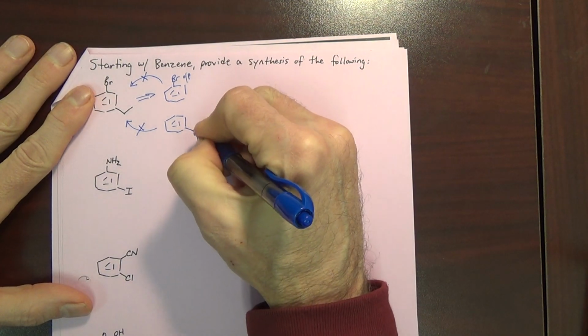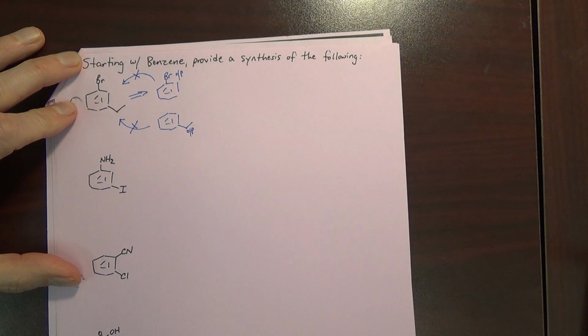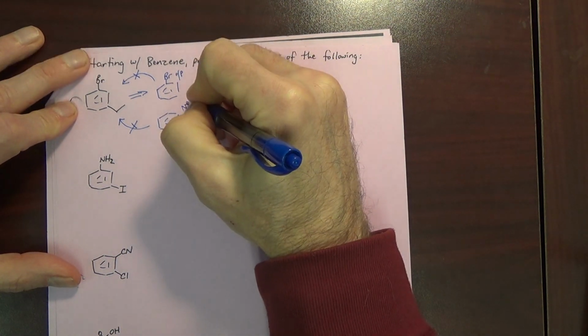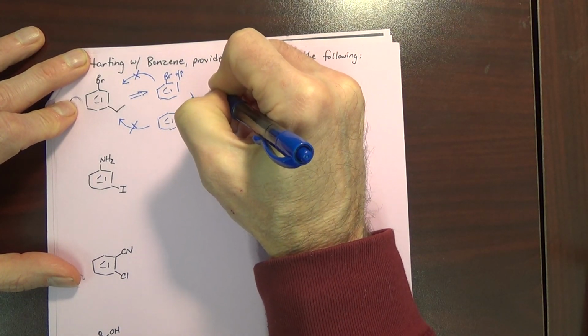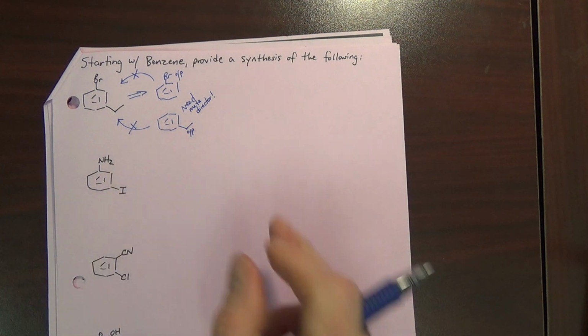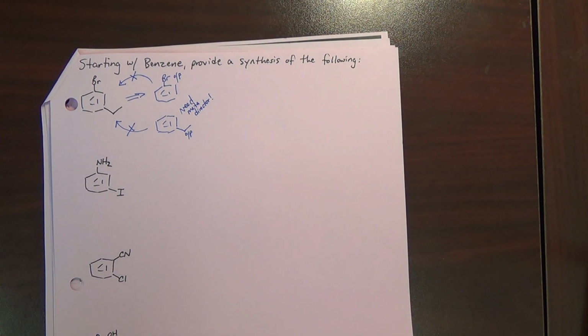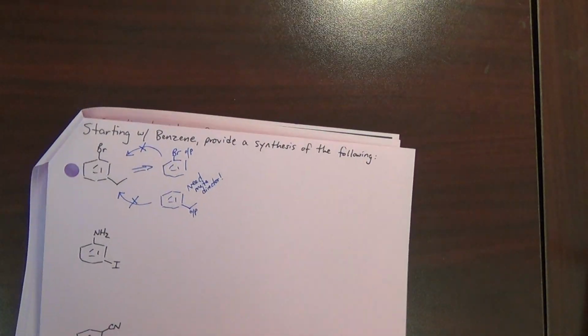It's an ortho-para director. I need a precursor that is a meta-director to get the meta relationship. All right. I'll let you think about that, and I think I'll create maybe a separate video looking at some of the multi-step synthesis there.